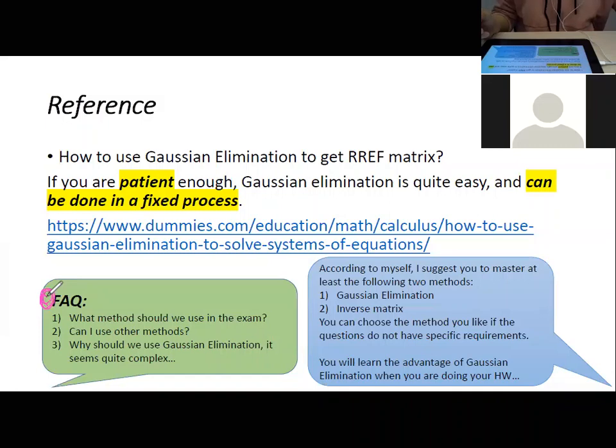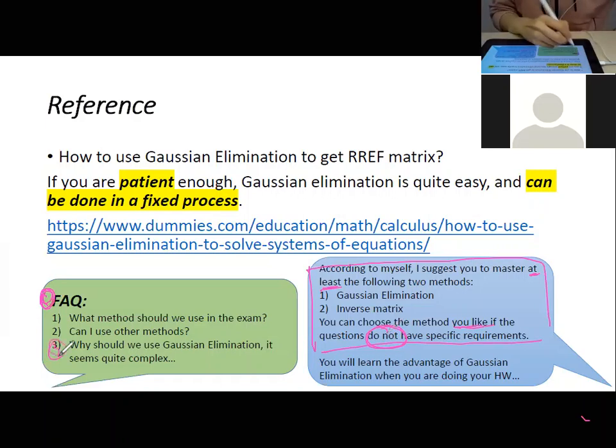After this question, there are also questions like this. What methods should we use in the exam? Can I use other methods? For the first two questions, my answer is here. In my opinion, I suggest you master at least the following two methods. The first is Gaussian elimination, and the second is the inverse matrix. You can choose the methods you like if the question does not have specific requirements. So if the question tells you to use the augmented matrix and Gaussian elimination, please follow the question and do not use the methods you like.